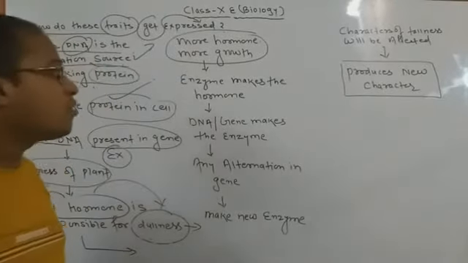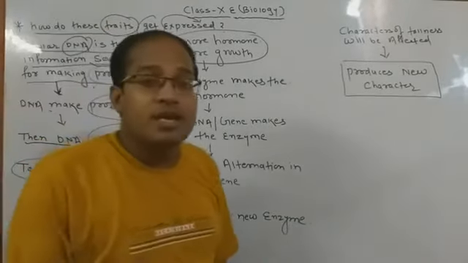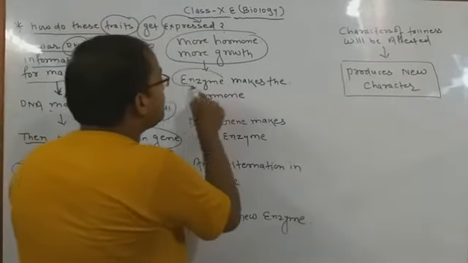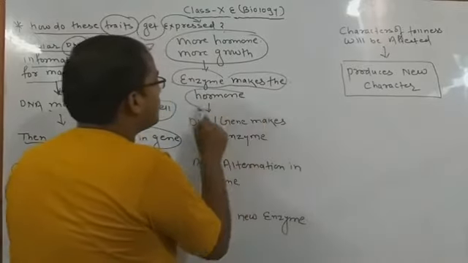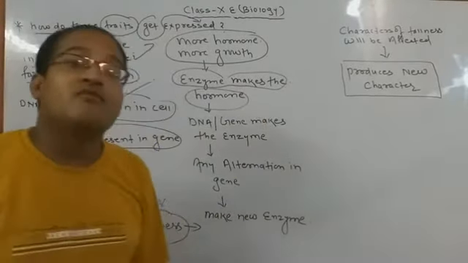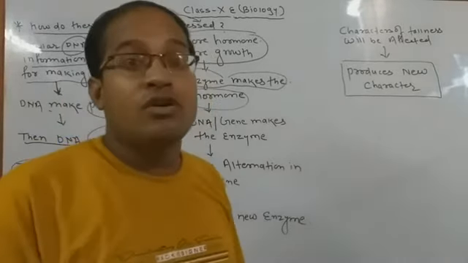So the most important point is which type of hormones and how they are generally created. Hormones बनते कैसे हैं? Most important point, the enzyme makes the hormones. कौन बनाते हैं hormones को? The enzyme makes the hormone. And enzyme, what is enzyme? Enzyme is a chemical substance which enhances the rate of reaction.